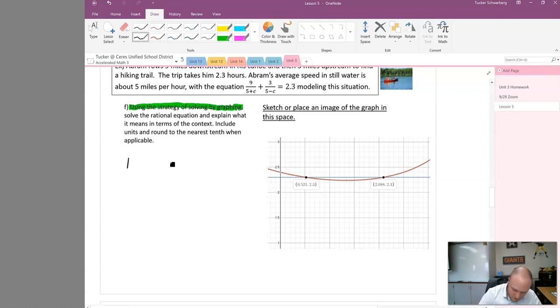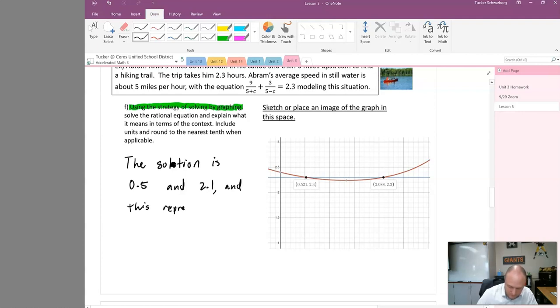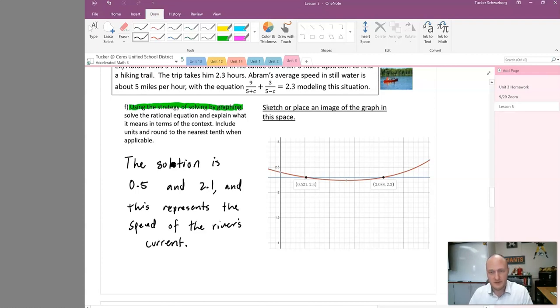And we can say the solution is 0.5 and 2.1, right? Those are our two solutions. And in context, this represents the speed of the river's current, or the river, right? That's how much the river is traveling. And that's why in this equation, right, they're represented as C. So that's solving by graphing.